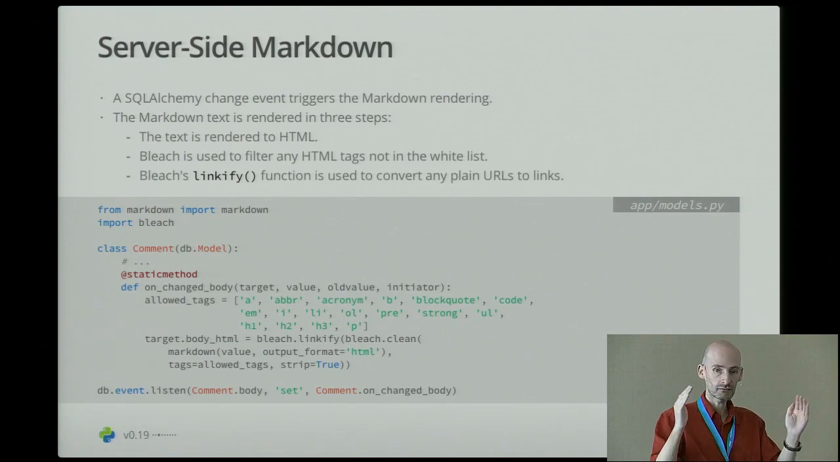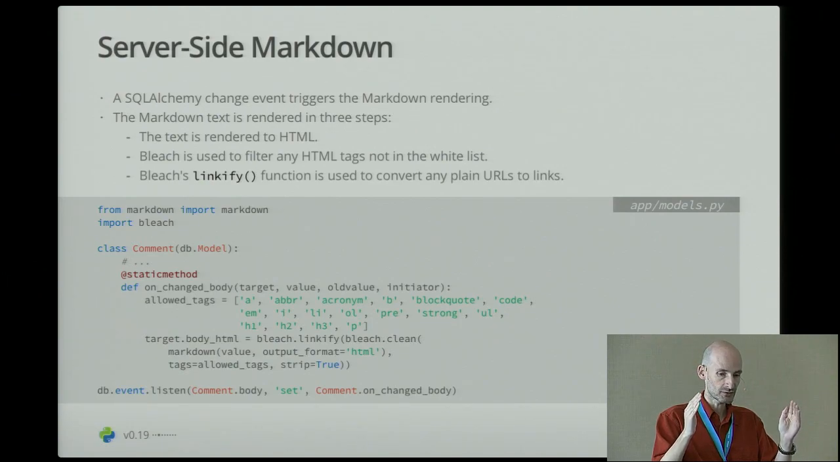Now to that I run bleach.clean. Bleach.clean takes a white list of tags and it removes any tags that are not in that list. And my list of tags is there. It's very safe. So only links and paragraphs and not much more. So anything that is not that will go away. It will be removed. If the user typed a script tag in the Markdown, that will be removed. Or JavaScript, right? Anything that is not one of these tags.